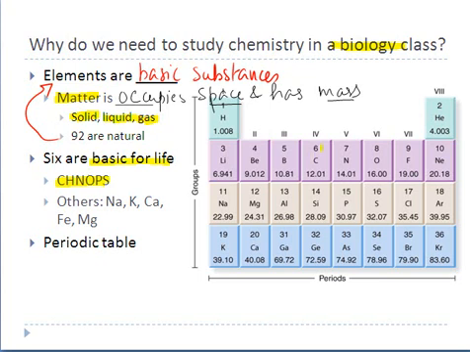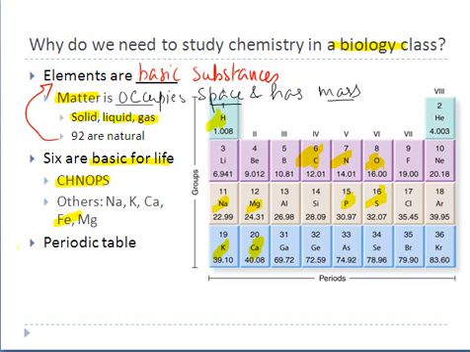C is carbon, hydrogen, nitrogen, oxygen, phosphorus, and sulfur. So these are the six basic elements for living that are present in living cells. Besides that, a small amount of sodium, potassium, magnesium, calcium, traces of iron, and sometimes manganese are also present in certain cells.